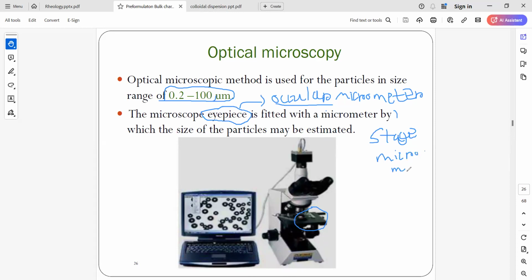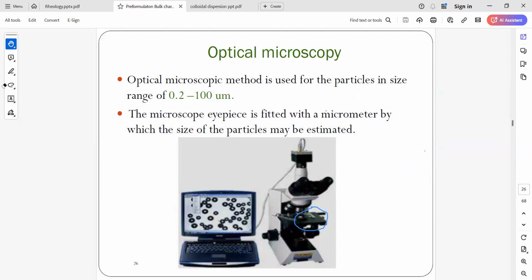Okay, these are very basic concepts, but you have to remember because this can also be asked as an MCQ. Because directly you cannot measure the particle size of the individual particle through optical microscopy. You have to attach the ocular micrometer in the eyepiece and the stage micrometer at the stage, and then you can measure it. Okay.